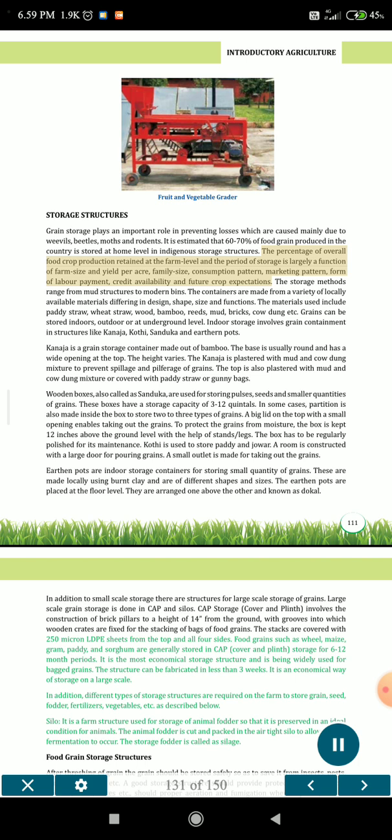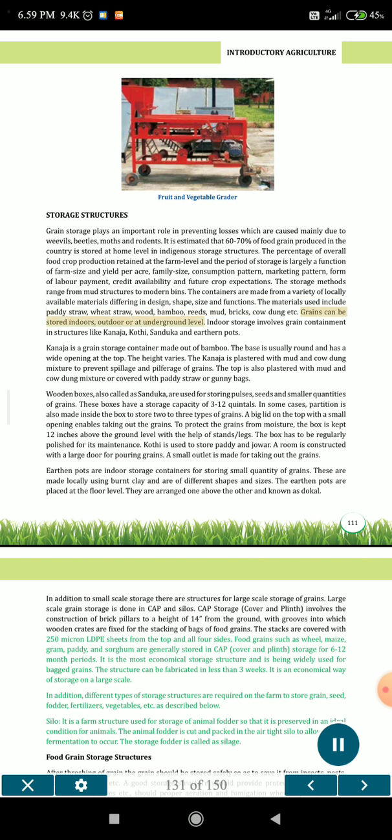The percentage of overall food crop production retained at the farm level in the period of storage is largely a function of farm size and yield per acre, family size, consumption pattern, marketing pattern, form of labor payment, credit availability and future crop expectations. The storage methods range from mud structures to modern bins. The containers are made from a variety of locally available materials differing in design, shape, size and functions. The materials used include paddy straw, wheat straw, wood, bamboo, reeds, mud, bricks, cow dung etc.